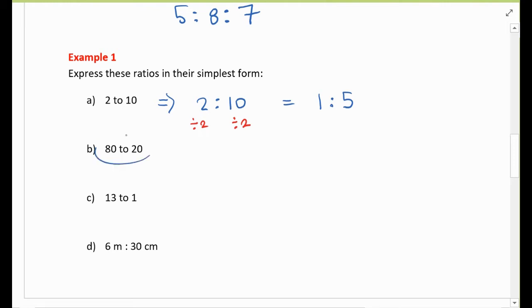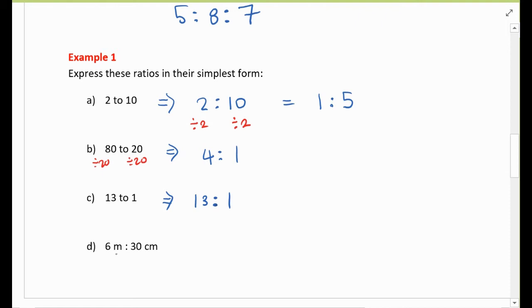Alright? 80 to 20. What number would you use to make this the simplest form? I'm going to divide both numbers by 20. What's 80 divided by 20? That is 4. What's 20 divided by 20? That is 1. Okay. 13 to 1. This one looks like it's already the simplest form. There's no number to divide, so that is 13 to 1.